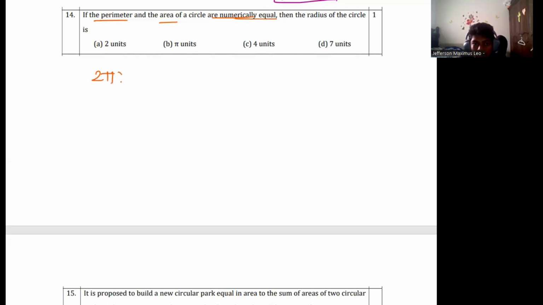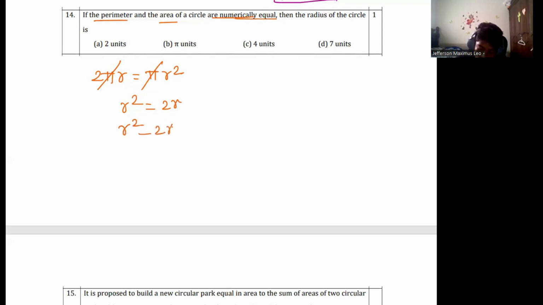The perimeter is 2 pi r, and the area is pi r square. Both sides, pi gets cancelled. There r square is equal to 2r. You cancel r here, but that is not a correct way. When we are calculating r, we should not cancel the variable.